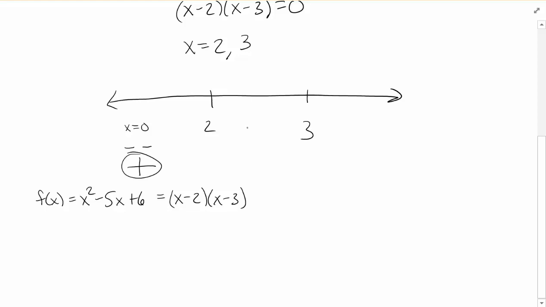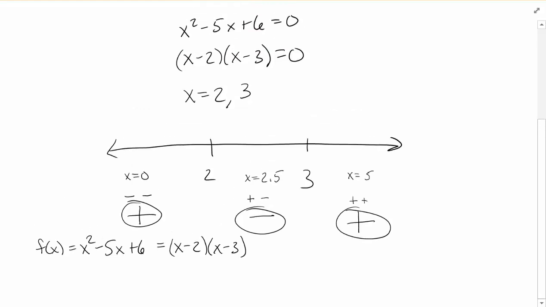Pick your favorite number between 2 and 3. I'll go with 2.5. Plug that into your function f, again only caring about the sign of it. 2.5 minus 2, that's a positive number. And 2.5 minus 3, that's a negative number. So I have a positive times a negative. So overall, in between 2 and 3, this function is negative. To the right of 3, pick your favorite number. I'll go with x is 5 for no good reason. 5 minus 2, that's positive. 5 minus 3, that's positive. So I have a positive times a positive. So over here, I'm positive.